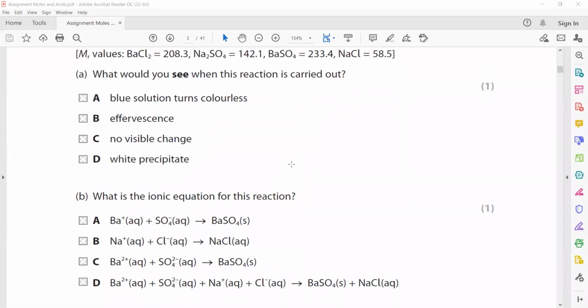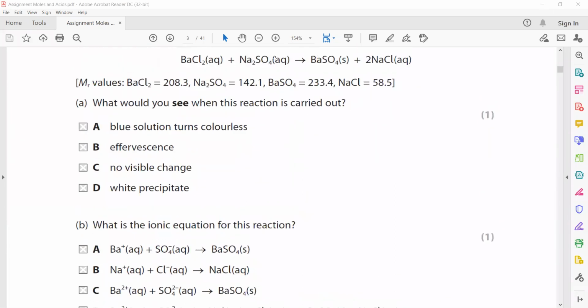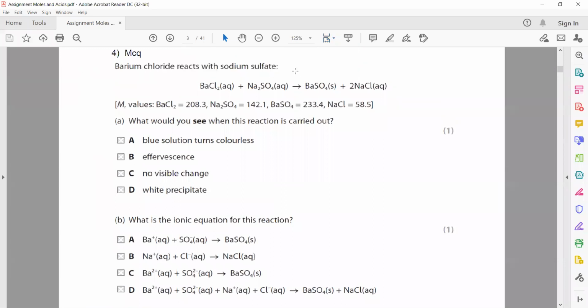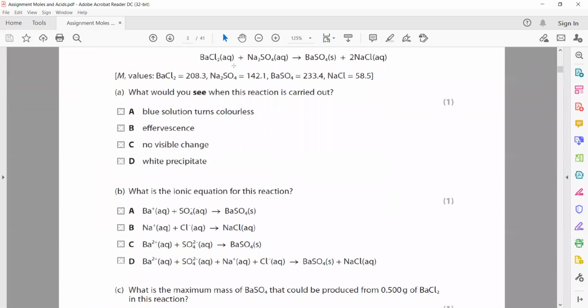What is the ionic equation for this reaction? So how can we work out the ionic equation? We cancel out the common ions in aqueous. Here we have chloride ion common, we cancel it out. We have sodium ion common, we cancel it out. So we are left with barium ion and sulfate ion, which result in the formation of barium sulfate. So barium ion reacts with sulfate ion to give barium sulfate. So C is the right answer.